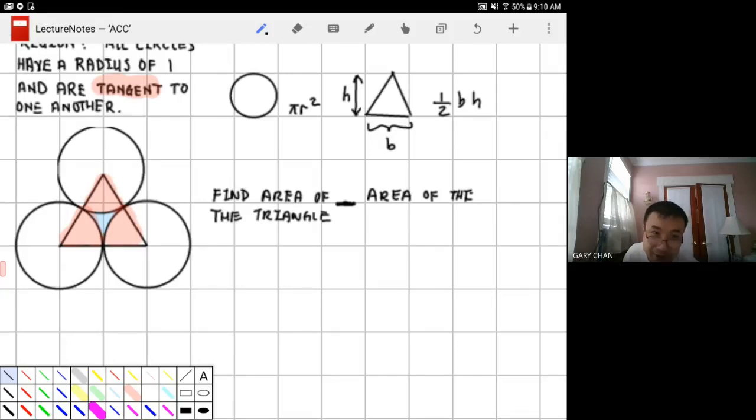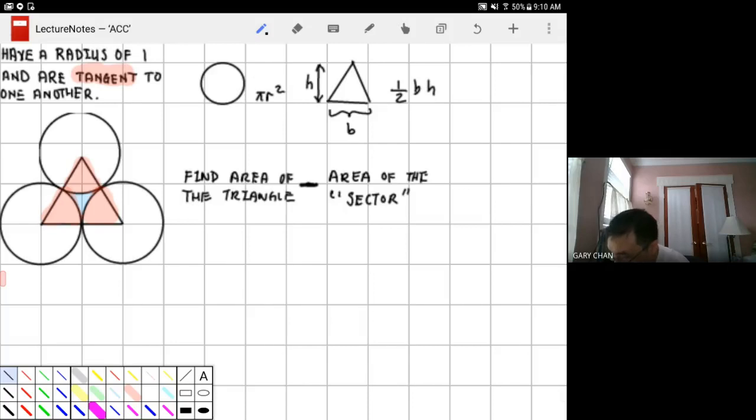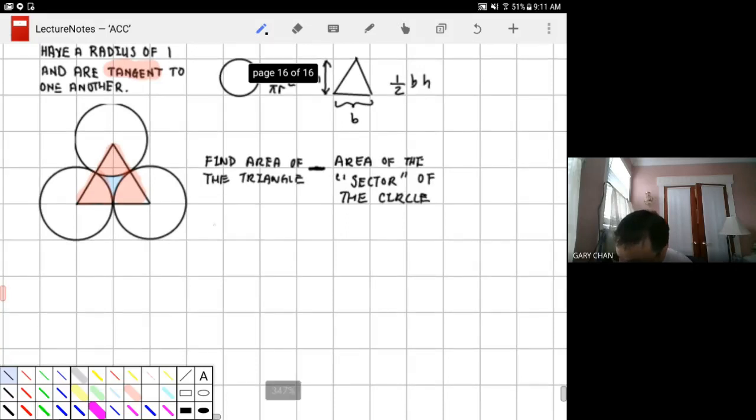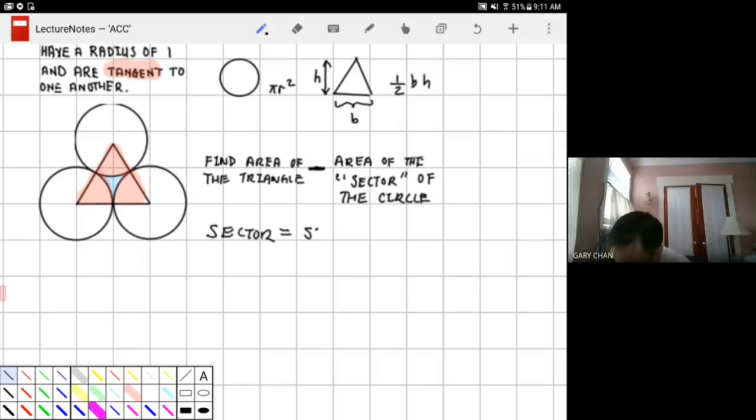The technical term here for the quote unquote slice of a circle is the sector. And I'm putting sector in quotations here because you didn't know what that was before. So, area of the sector of the circle. Just to define what that is, a sector is the slice of the circle.